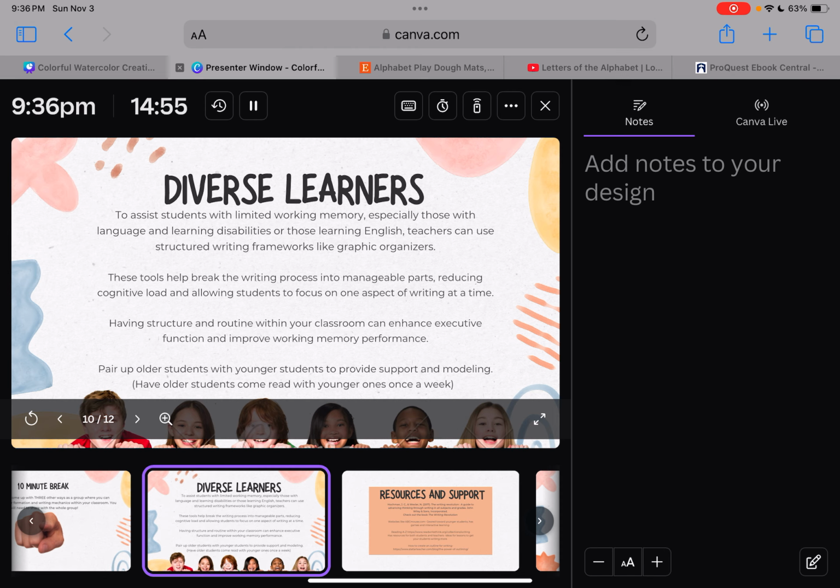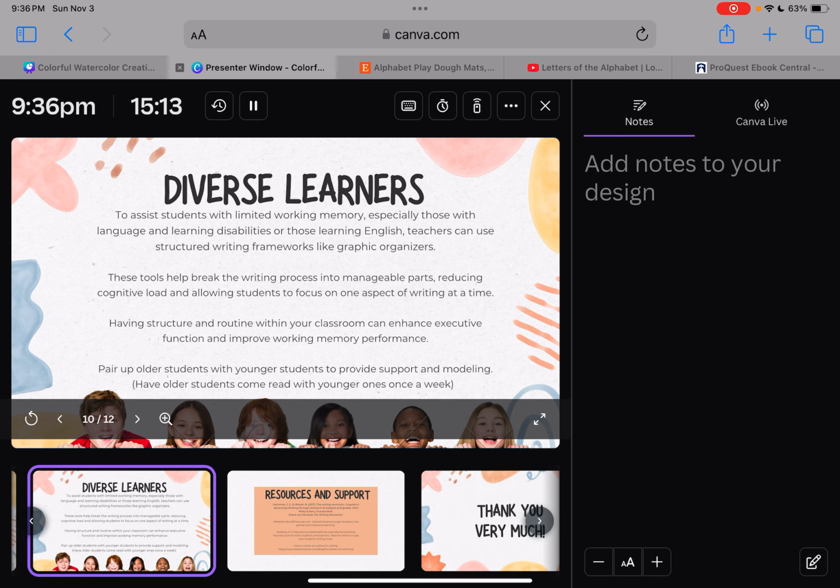I think another way to really help diverse learners is pairing them up, like pairing up your younger students with your older students to provide support and modeling. So you can, again, have older students come down to your classroom maybe once a week and do 20 minutes of reading with the younger kids. I think that this is a really, really good way to support all learners, not just diverse learners.